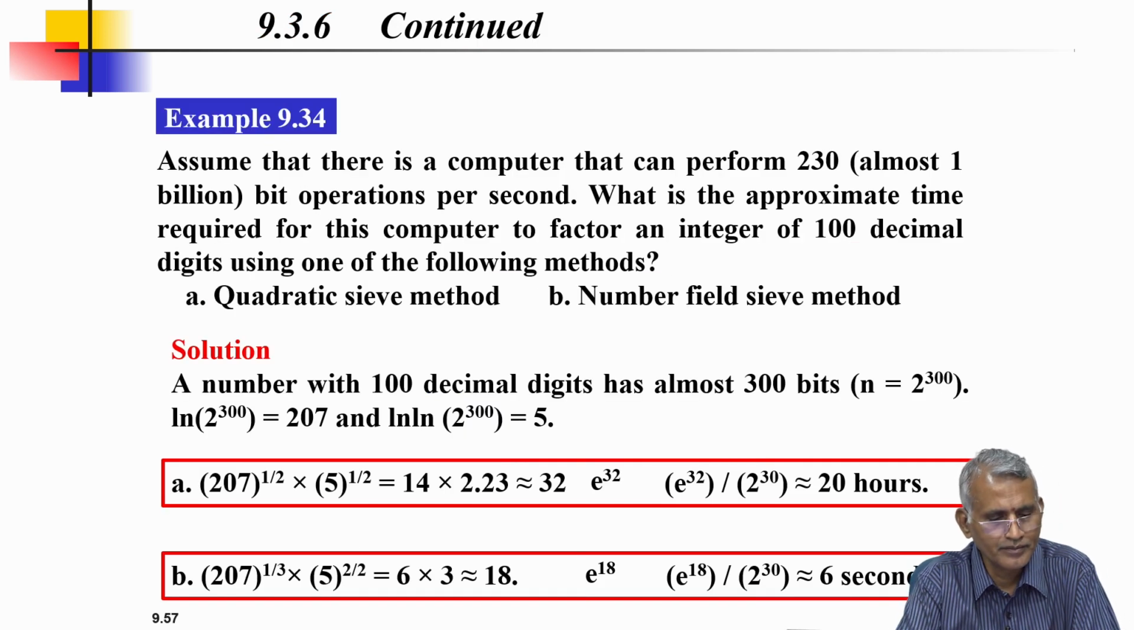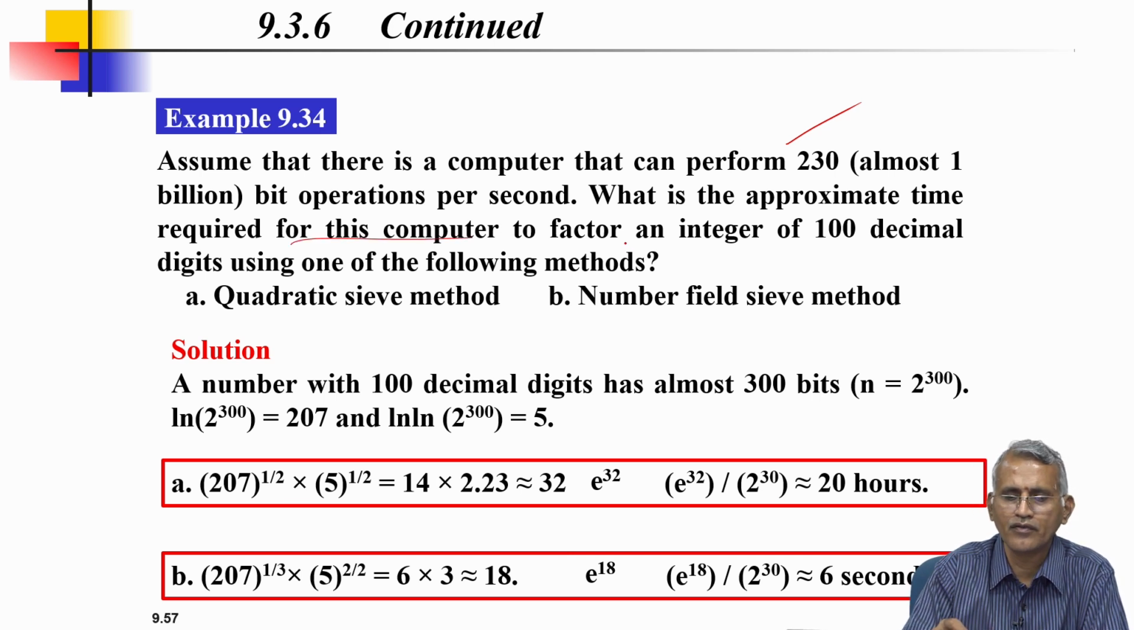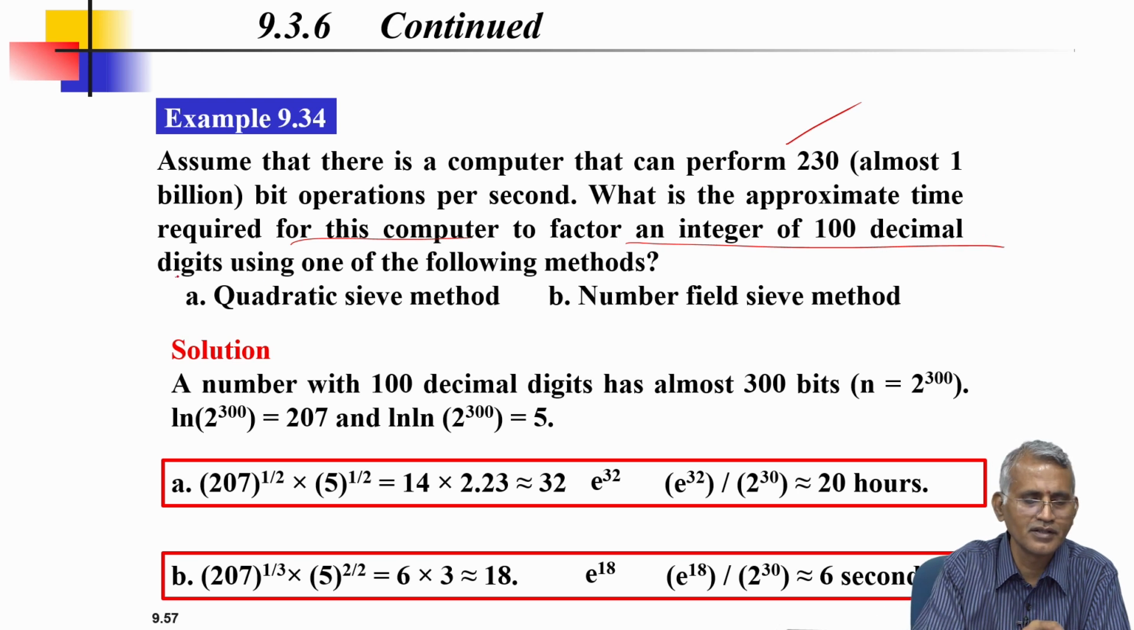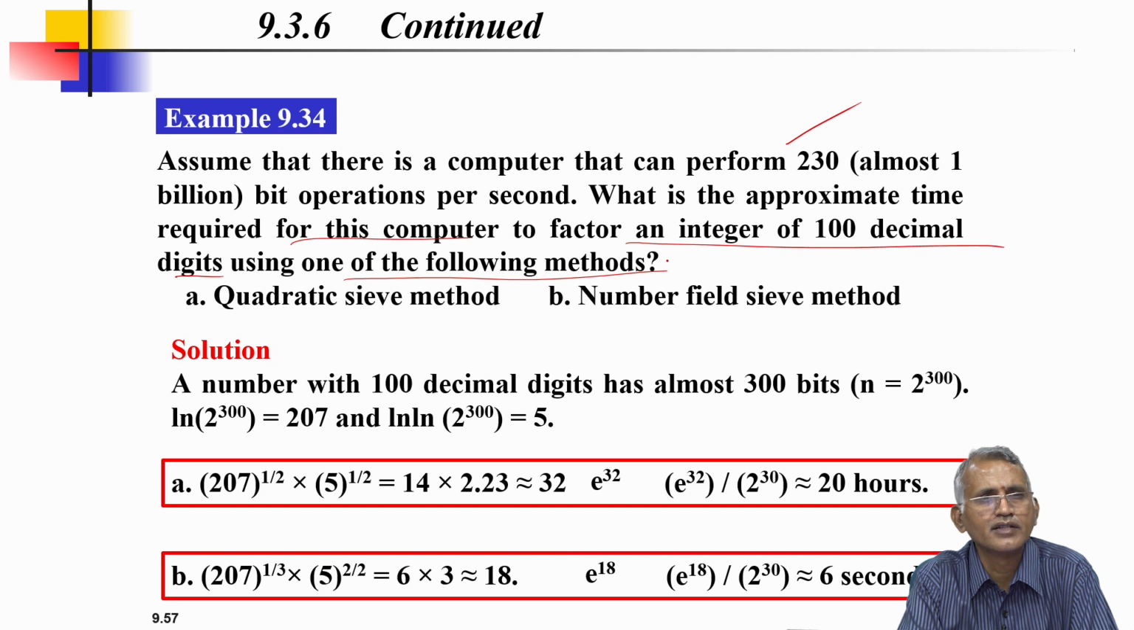Next, we have a problem. Assume that there is a computer that can perform 2 power 30, almost 1 billion bit operations per second. What is the approximate time required for this computer to factor an integer of 100 decimal digits using one of the following methods: the quadratic sieve method and the number field sieve method?